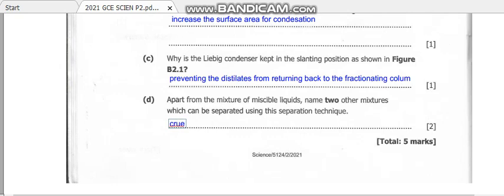So crude oil, that is our first one. Then we have also ethanol and water mixture. Okay, so we have a lot actually. We also have the manufacturing of whiskey. Okay, so we can still choose from there. So this is how this question was supposed to be answered.